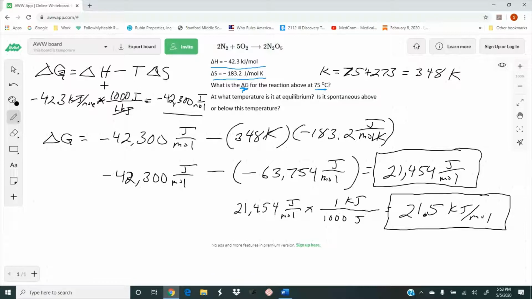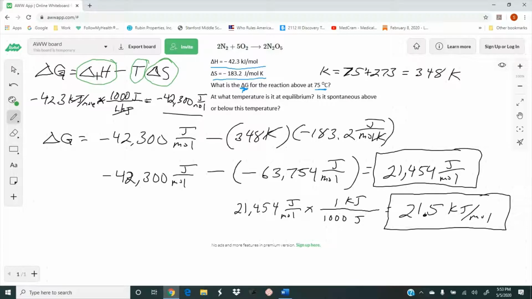Basically, just plugging in, right? You were given a delta H. You just turned it into joules per mole, converted it from kilojoules to joules. You were given a temperature, and you were given a delta S. Multiply the two things together. In this case, it gave you a negative answer.